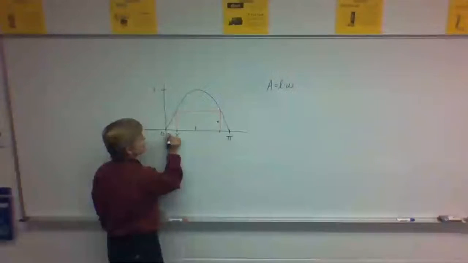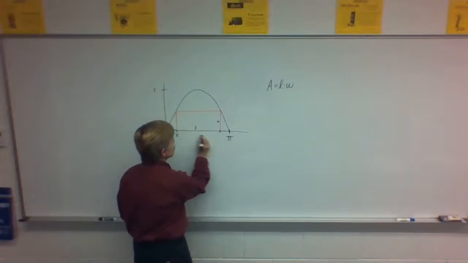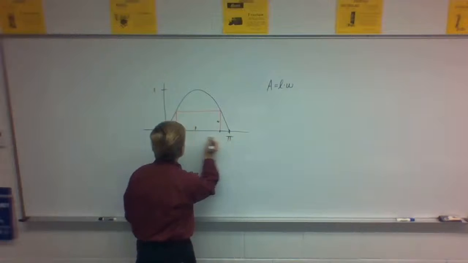Okay. How far is it from here to here? X. How far is it from here to here? Pi. Then how far is it from here to here? Pi minus X. That's its location.